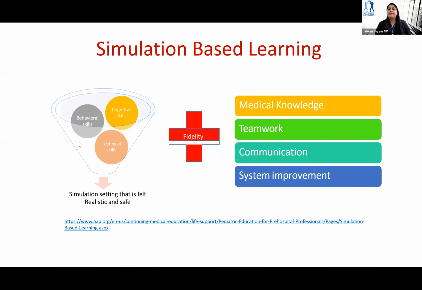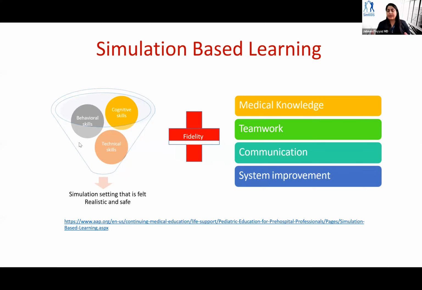So if we look at the paradigm or history, going back to simulation-based learning. Simulation-based learning is now well known in the medical world to provide training not only for cognitive skills, but also technical skills as well as behavioral skills, because the simulation setting is felt to provide an opportunity which is realistic and safe. And by adding different components of fidelity, which is a kind of realism through technology, they can learn about medical knowledge, but also about teamwork, communication, and system improvement.